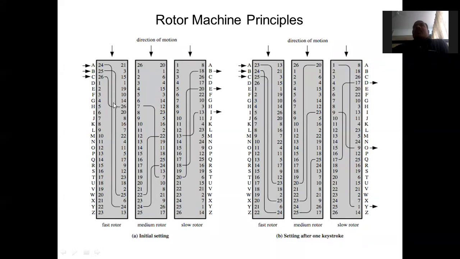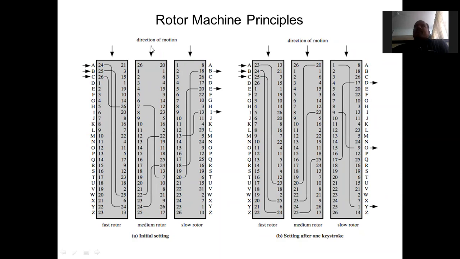Now relate the fast rotor to the medium rotor. The number 26 is assigned to number 7 here, number 25 is assigned to pin 22, and pin 24 is assigned to 24. Means 26 goes to 7, and from 7 it matches to 7; 22 matches to 22; and 24 matches to 24 here.